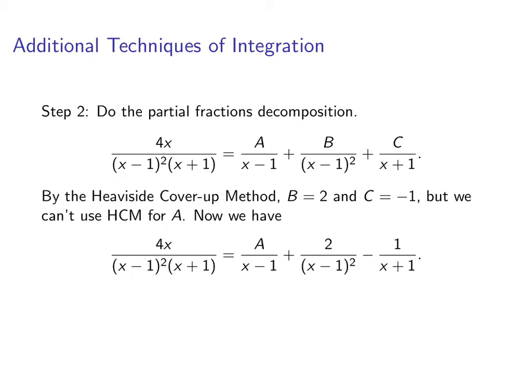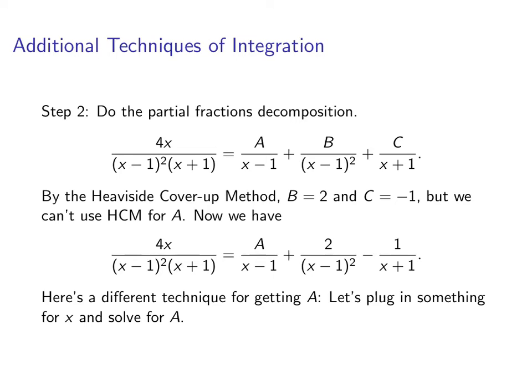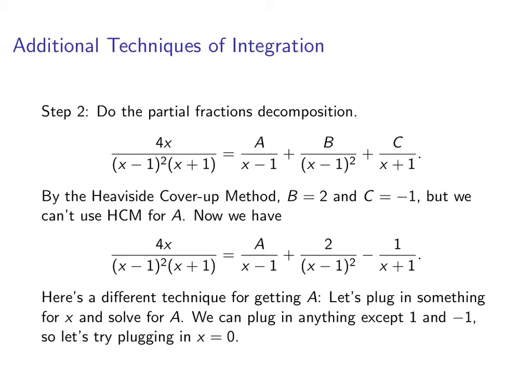Okay, so let's plug in the values of B and C we have, and then we're going to try to work out what A is. Now I'd like to give you a slightly different technique for computing A. I want to plug in something and solve for A. There are only a couple of things that we cannot plug in. We cannot plug in 1 and we cannot plug in -1, because we'll end up with zeros in the denominator. So I can plug in anything else I want. If I can't plug in 1 and -1, certainly I'm just going to plug in 0. After all, 0 is such a nice number.